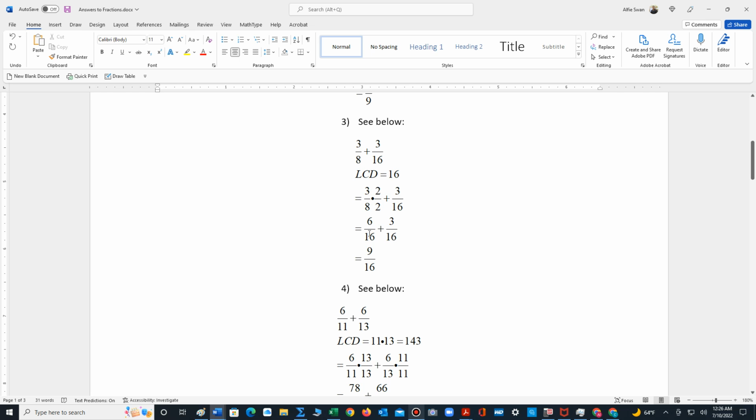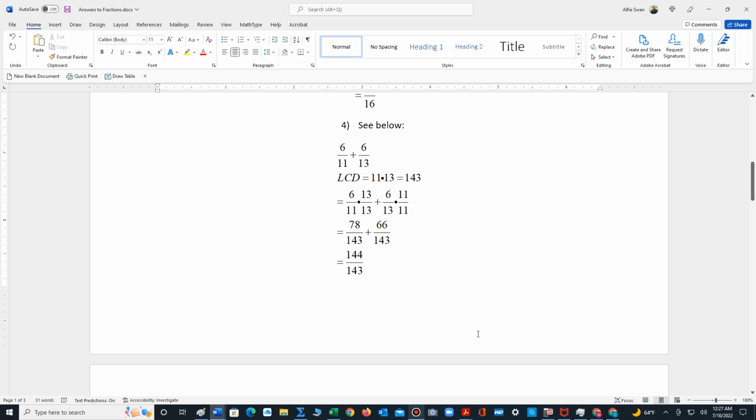We end up with 6 over 16 plus 3 over 16, and then we add the numerators. 6 plus 3, 9 over the LCD, 16. This fraction does not reduce.